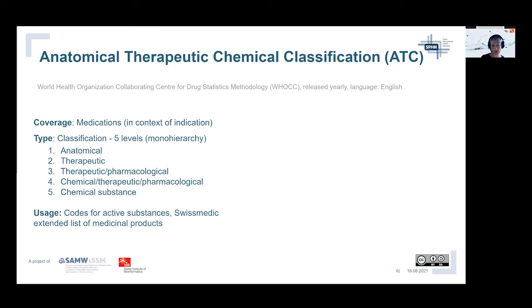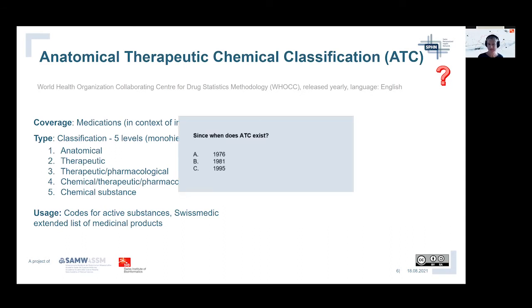Now, how does it look? Oh, first a question mark. So now we will ask you the first question. Don't be afraid to answer it. It's anonymous. Since when does ATC exist? Guess: 1976, 1981, 1995. Thank you for answering. It's great that you participate, and we are waiting for some more answers. And Sabine will end the poll in a second.